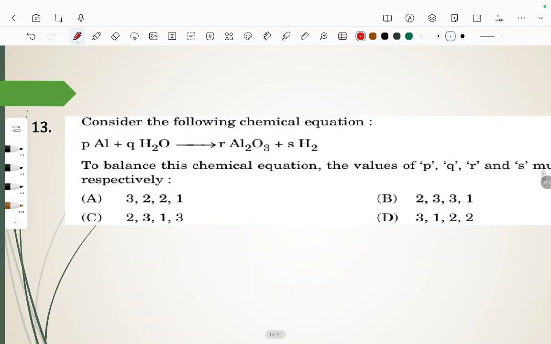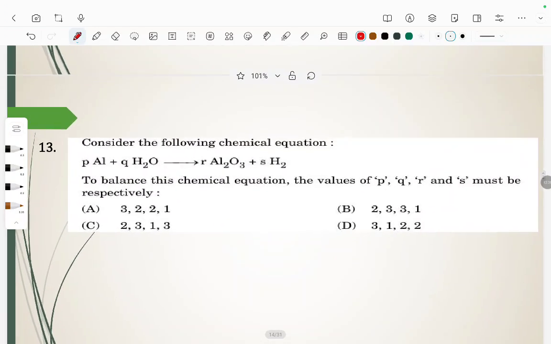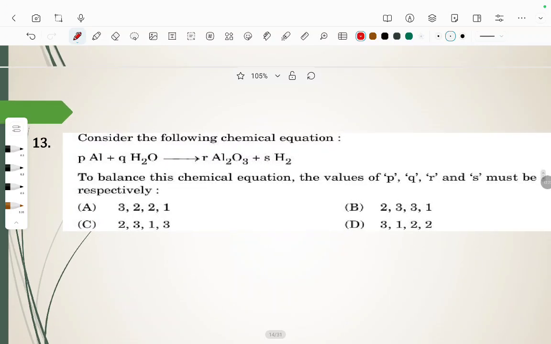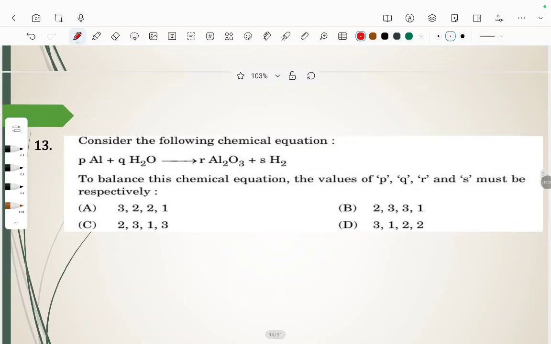Next is, consider the following chemical equation. Yes, balance it. This kind of question we have done before also, na? I think 6th or 7th question we had done. The answer of this question you have to put in the comment box. Okay.